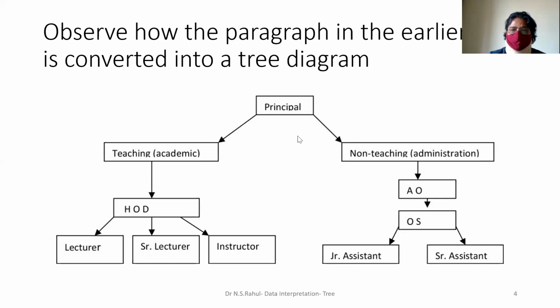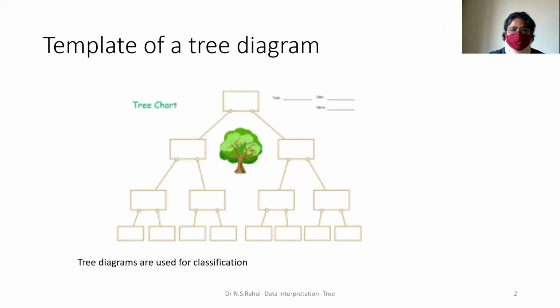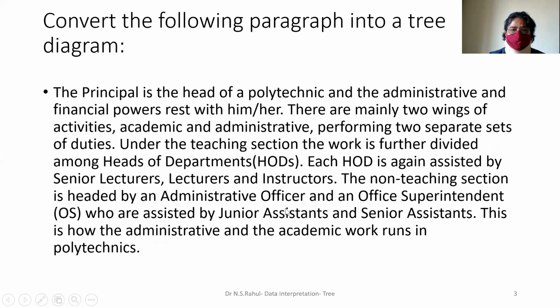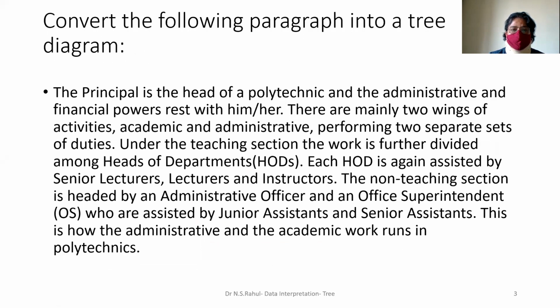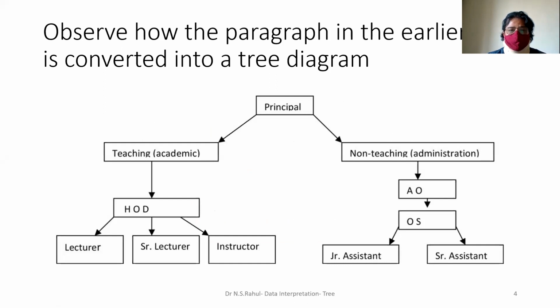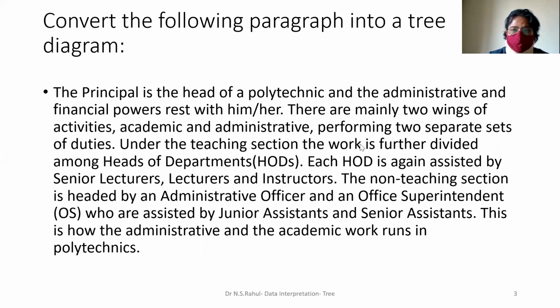Let me show you the tree once again. This is the tree template of a tree diagram with blanks. It is used for classification, right? And now this is a paragraph. This is a tree diagram based on that paragraph. We can do either from paragraph to tree diagram or tree diagram to paragraph. Which one would you like to do first?